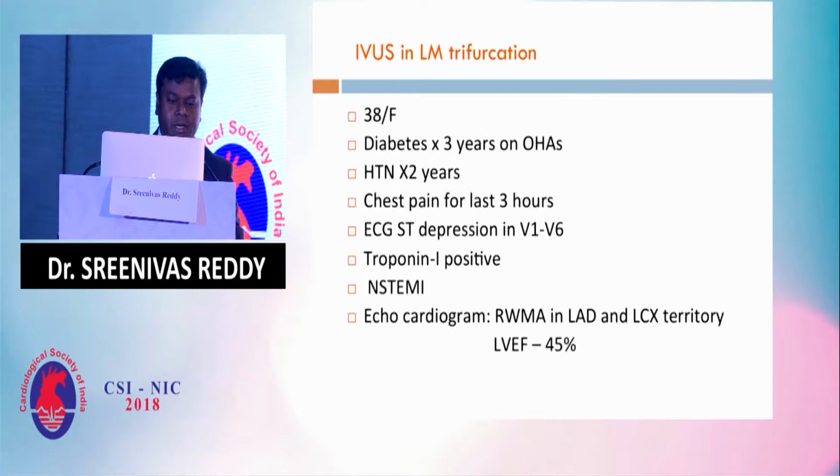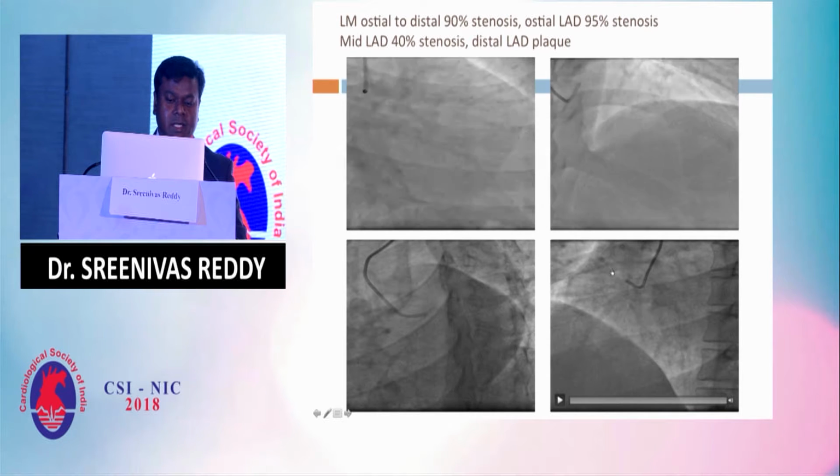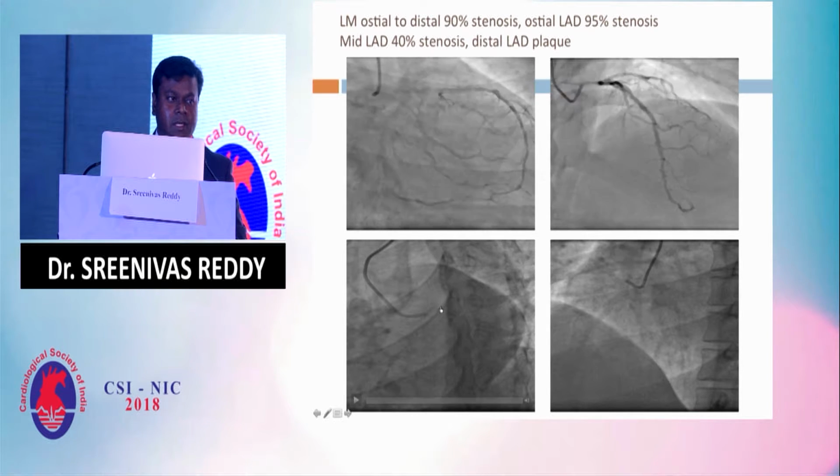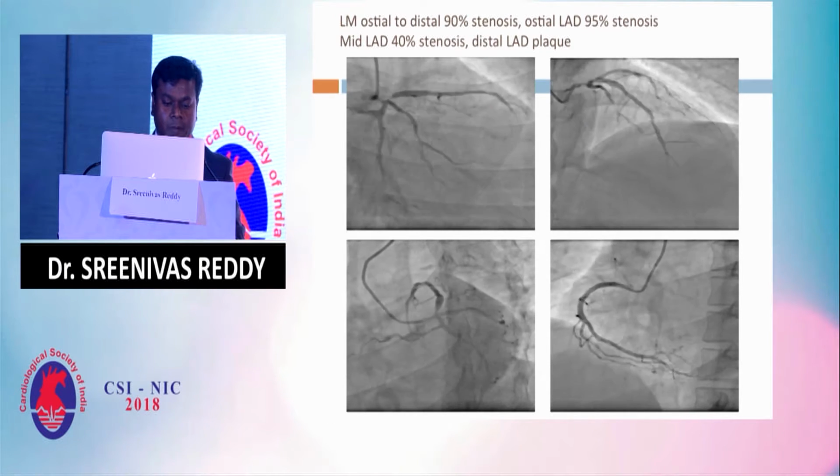The last and final case is a complex disease. We know that usage of fewer stents would be better and provisional stenting would be a better option. But before doing that, we should try to identify the extent of disease and plaque in the ostium of the branches. Here is a 38-year-old female patient with diabetes, hypertension, who came with NSTEMI and EF of 45%. You can see here trifurcation disease, left main disease extending to LAD, ostial LAD.